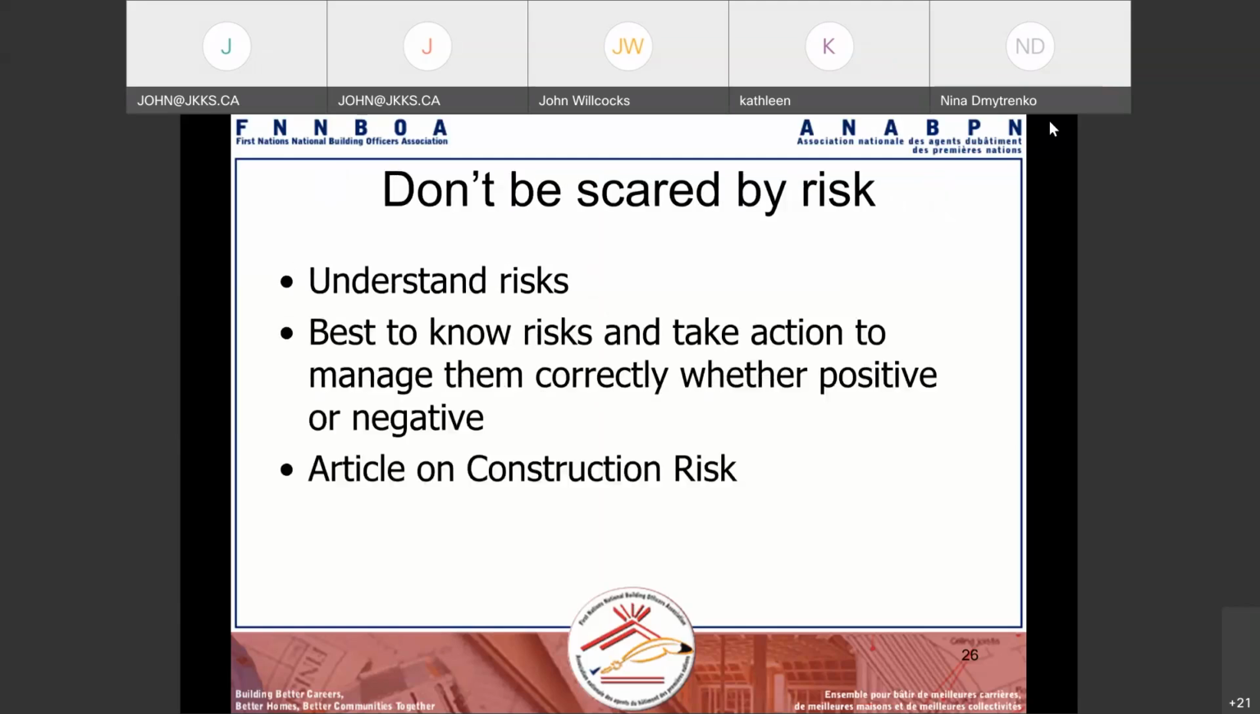So basically, don't be scared of risk, understand the risk. Best to know risk and take action to manage them correctly. And I have an article on construction risk, which we can send out to everybody.